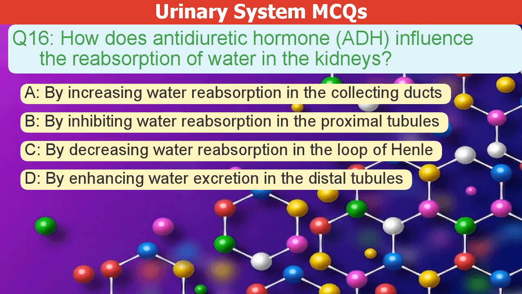How does antidiuretic hormone, ADH, influence the reabsorption of water in the kidneys? A. By increasing water reabsorption in the collecting ducts. B. By inhibiting water reabsorption in the proximal tubules. C. By decreasing water reabsorption in the loop of Henle. D. By enhancing water excretion in the distal tubules.